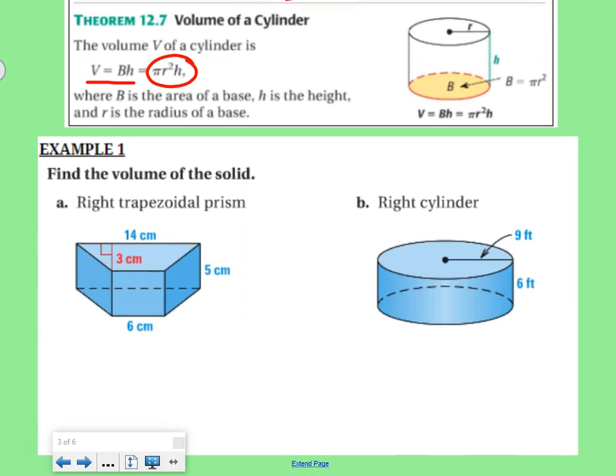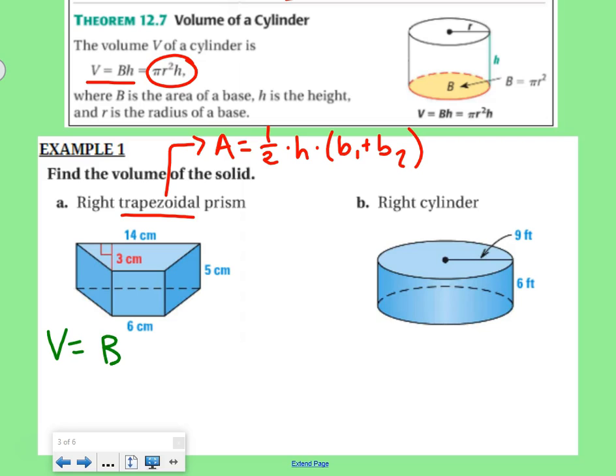So find the volume of the solid. We have a trapezoidal prism. To find the area of a trapezoid, remember our formula is 1/2 times the height times the sum of the two bases. We are going to need that formula because our volume is the area of the base, times the height of the prism. The height of the prism is this 5 centimeters, so that's going to be our H. So we know the volume is equal to the area of the base times 5.